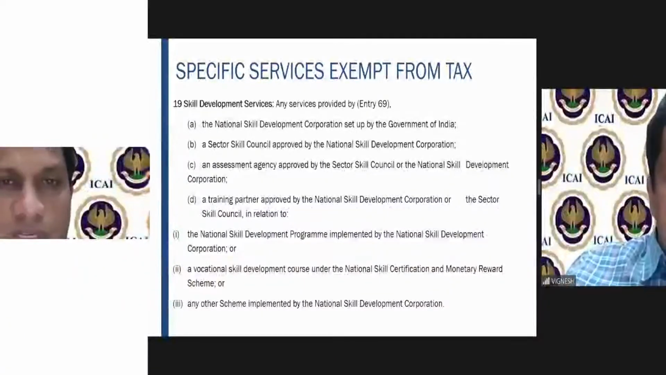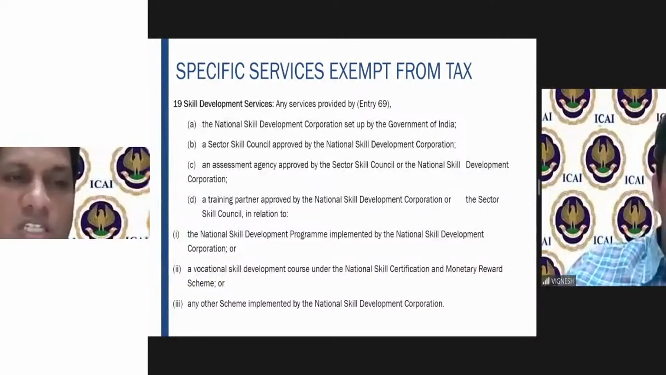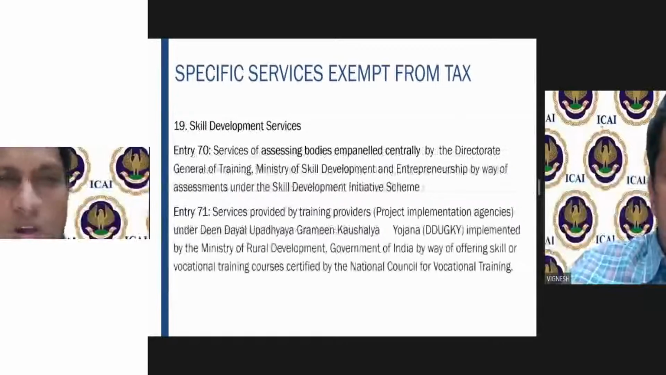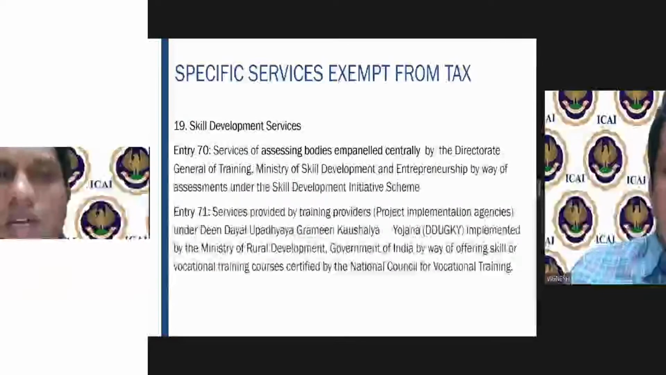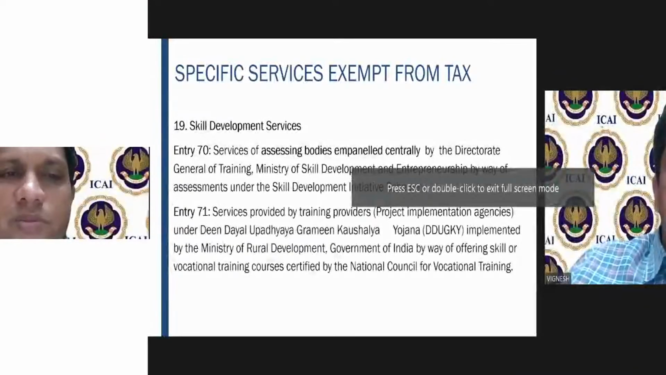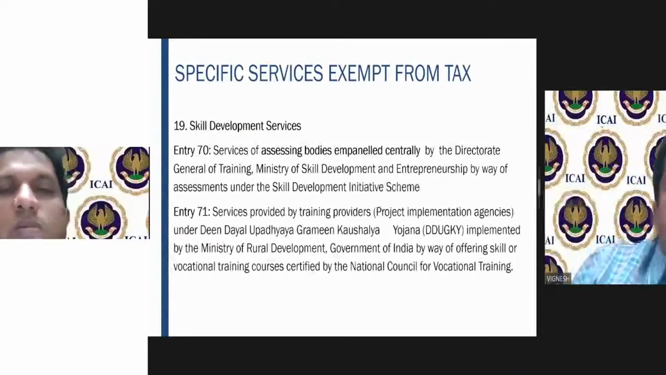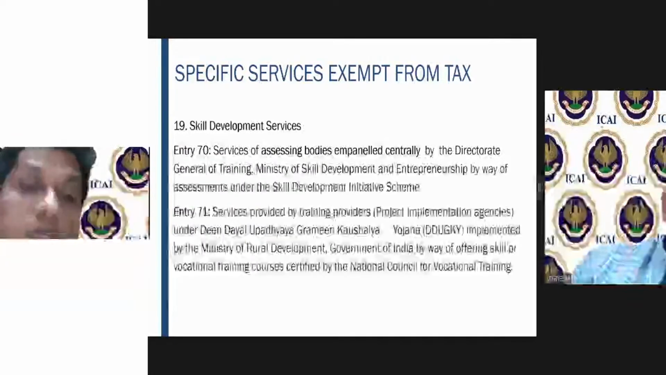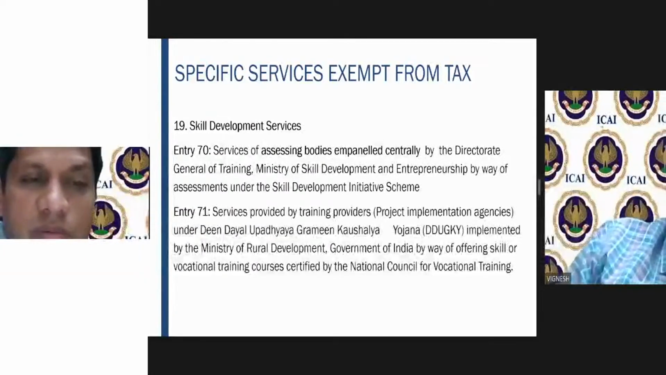Then skill development services which are provided by NSDC, National Skill Development Corporation, Sector Skill Council, Assessment Agency, Training Partner, all these are exempt. Please go through it. Nothing complicated in this, everything can be understood. Services of assessing bodies empaneled centrally by the Directorate General of Training, Ministry of Skill Development, by way of assessments under the Skill Development Initiative scheme. Some assessing bodies check how the training has been given and give the reports. These are empaneled, that is, arrangements are done directly by the Director General of Training. So the services they provide are all exempt from GST.